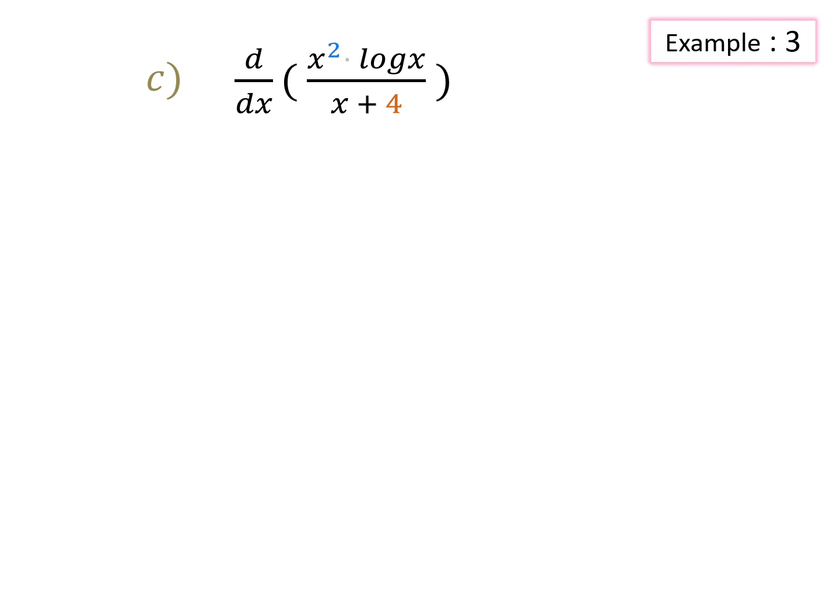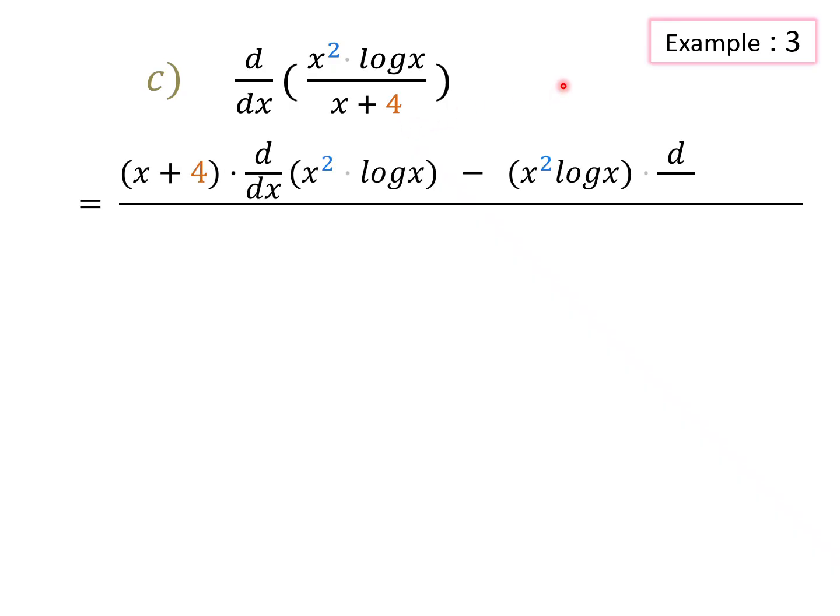In the third sum, we have got a little different type of sum. Here in the numerator, we have got two expressions with multiplication in between. So we'll treat this as one expression and this as another expression. This is the numerator and this is the denominator. Now we'll apply the quotient rule. So here, denominator times differentiation of this whole thing, minus numerator into differentiation of this x plus 4.